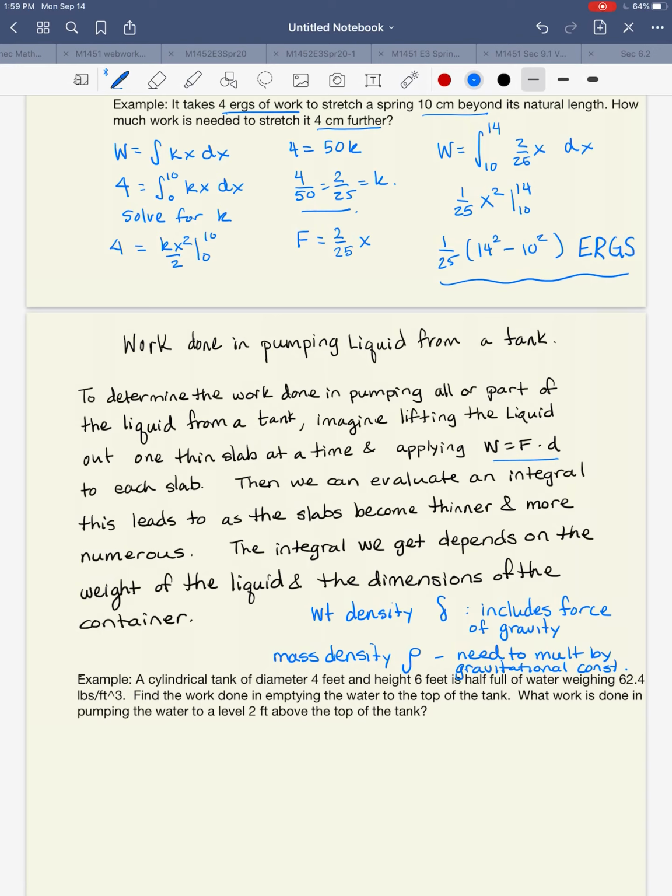So in international units, the gravitational constant is, 9 point, oh gosh, what is the gravitational constant? Let me look that up. 9 point something something, 9.6, 9.2. Geez, I don't know.